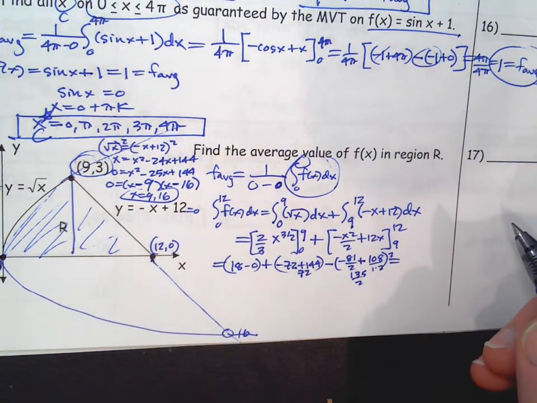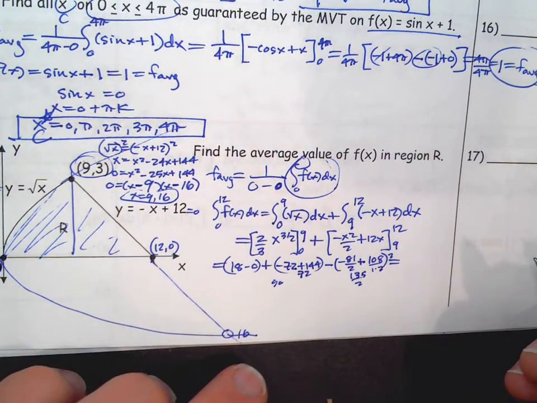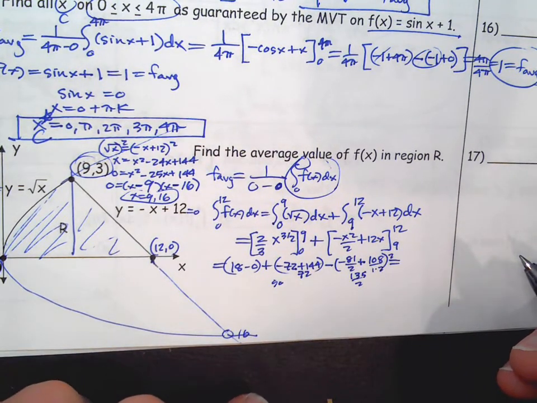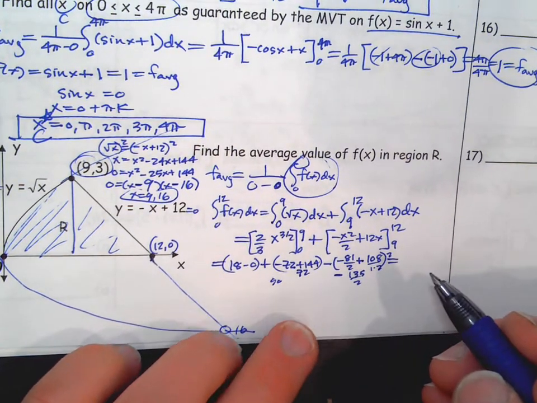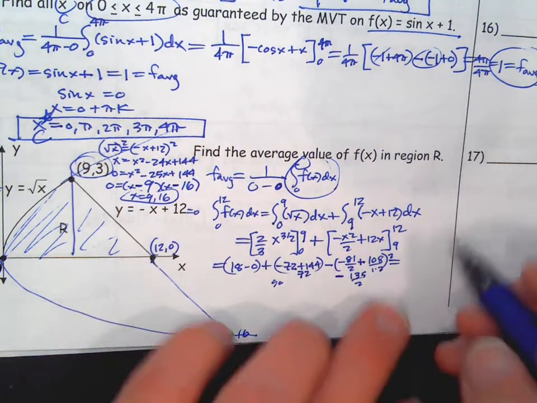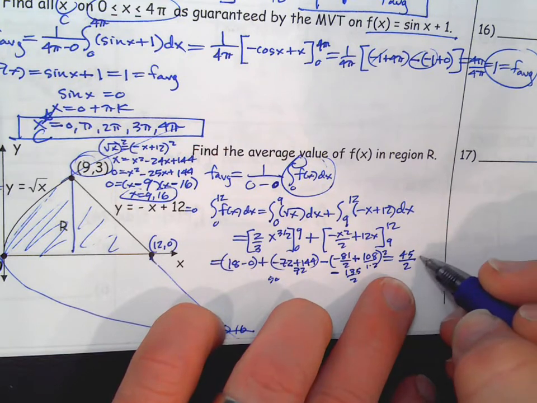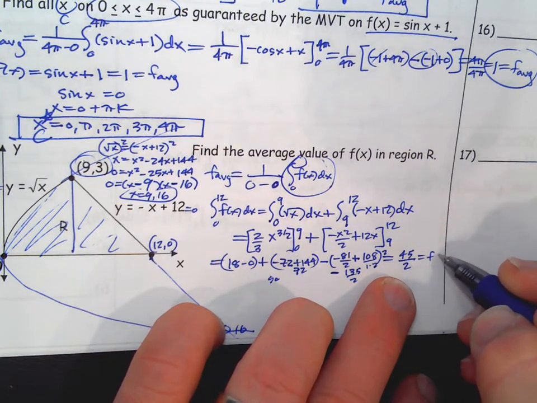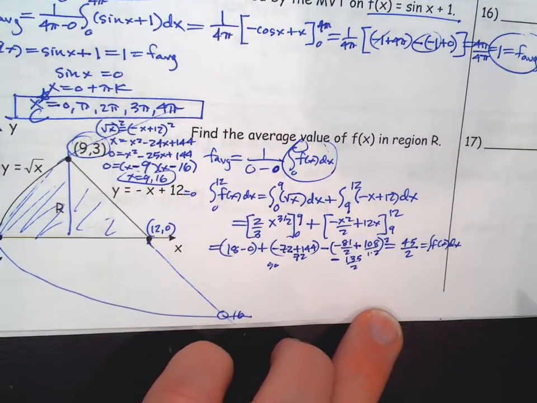So this is going to be 90 now, and so it'd be 180 halves. We're going to subtract this one. So it's going to be 180 halves minus 135 halves, which is 45 halves. That's just the integral of f of x. That's just the area of region R.